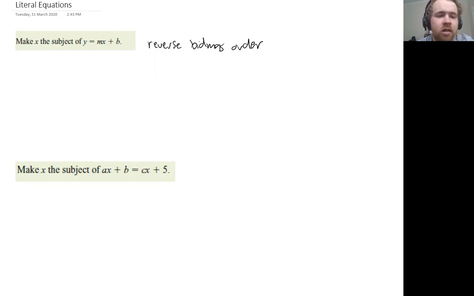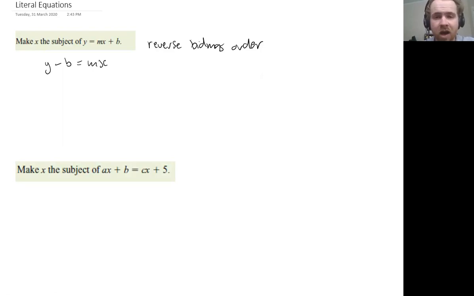Okay, now fortunately, this first question here is relatively straightforward. We've got an addition on the right side and a multiplication. So we move the addition first. Our first step is we're going to move that plus b over, and it's going to become minus b on the other side. So it becomes y minus b equals mx. We've just moved that plus b to the other side, made it negative b.